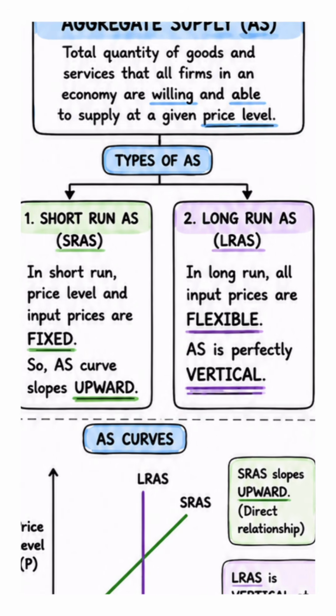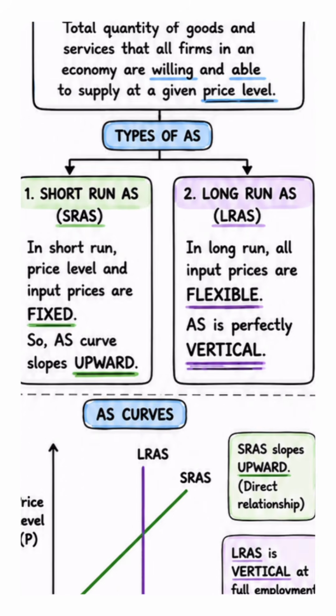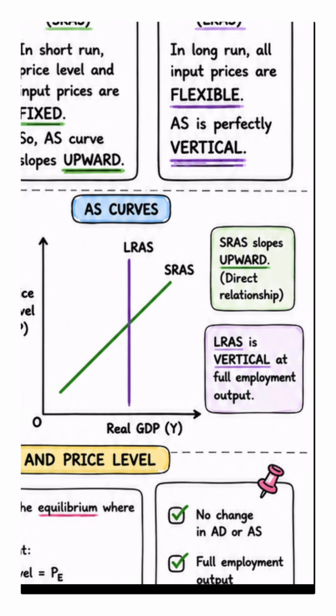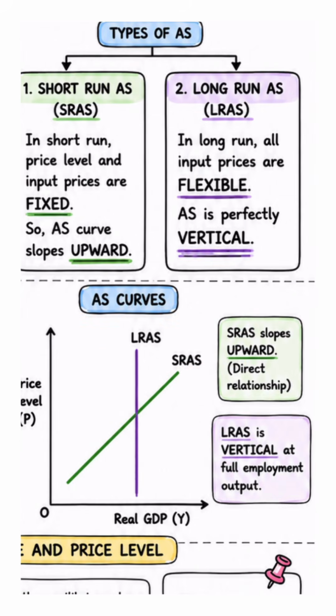AS is perfectly vertical in the long run. There is the AS curve here. You can see P, the price level, and Y, real GDP. You can see here the SRAS slopes upwards, showing a direct relationship between them, and LRAS is vertical at full employment output.